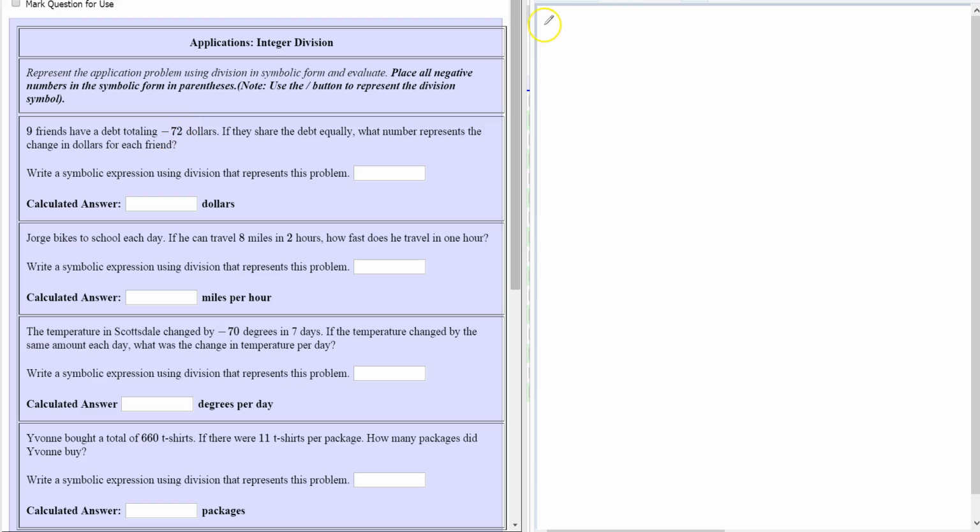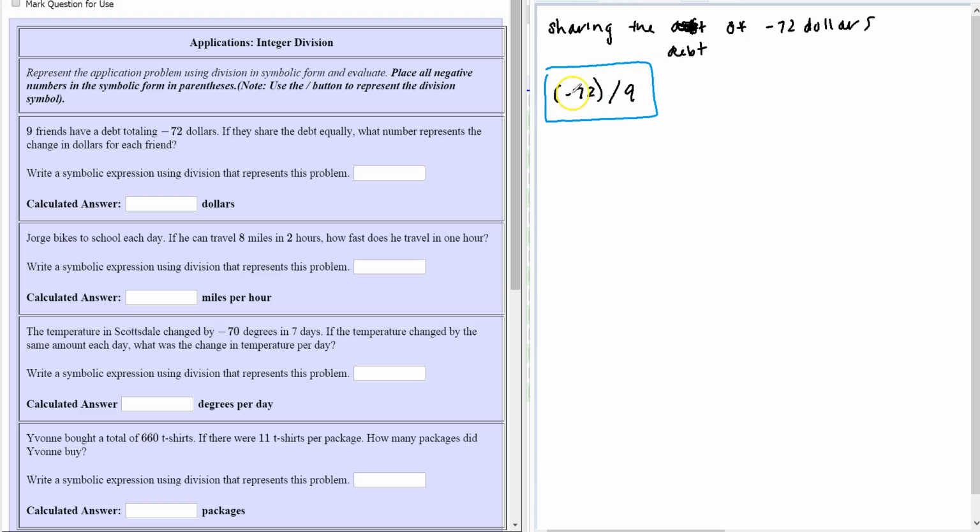They're sharing the debt of negative $72 among the 9 friends. So symbolically, we take the negative $72 and divide that into 9 equal pieces for each friend. Notice this is our symbolic representation. This negative 72 is in parentheses as the directions indicated, and we use the backslash button for division, and then we have the 9.